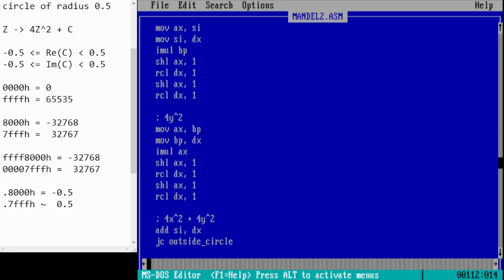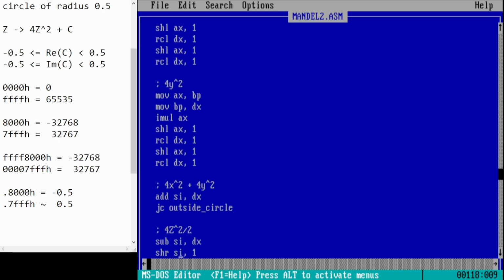And if it's not, it's unsigned values, after all, these were squares, then we'd end up with a carry. And so all we really need to do is just add these 2 values that we computed together, and that's this line. If there was a carry, then we're outside the circle, and then we just jump off to our outside circle label. So this is just really cool that we actually had the values computed that we needed here.